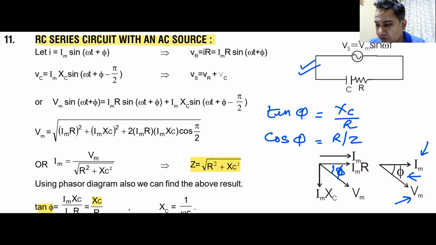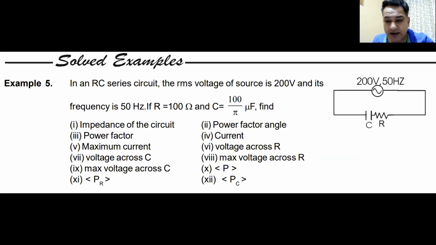Well, I hope you have noted this down. Then let us solve one problem, and in this problem, we will do everything together. Everything together means whatever we have studied till now, and this is the problem. In a series RC circuit, the RMS value of voltage, as you can see, is 200 volts. Frequency is 50 hertz. Resistance is 100. Capacitance is 100 divided by pi microfarad.